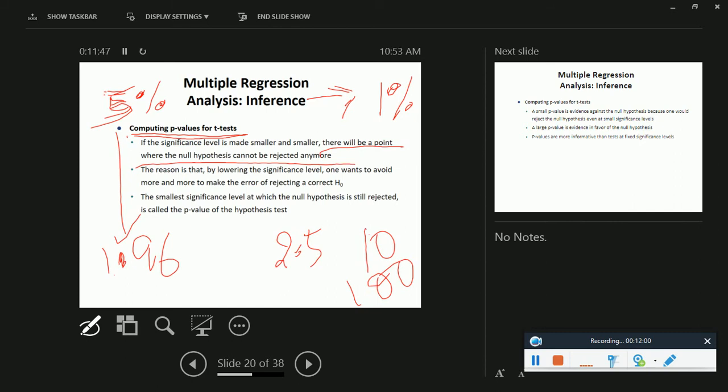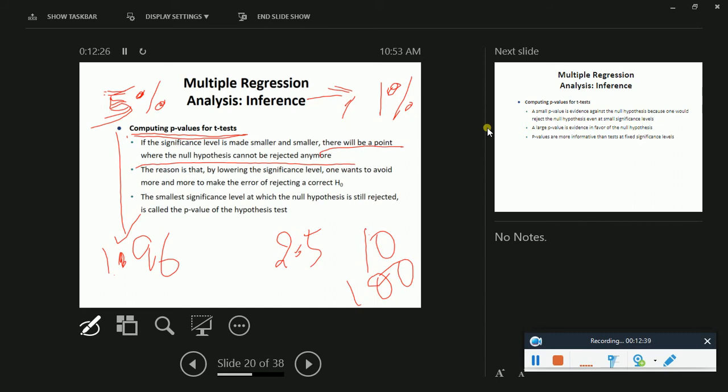So let's say the null is true, but by mistake you have rejected the null. That's a type 1 error: the null is true but you are rejecting it. In another case, the alternative can be true and you are accepting the null. Something like a patient has cancer and you are saying that the patient does not have any cancer.